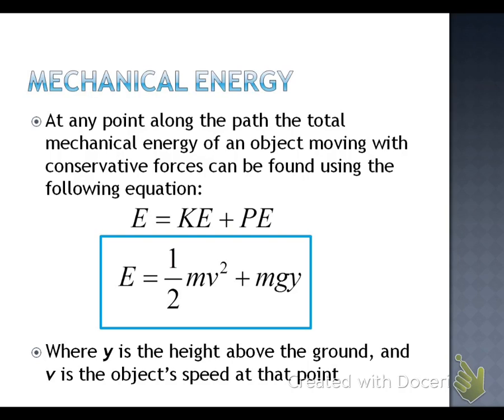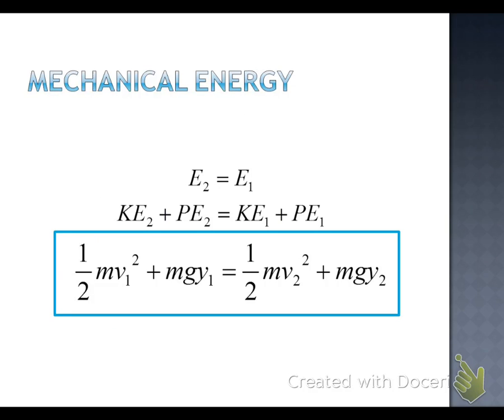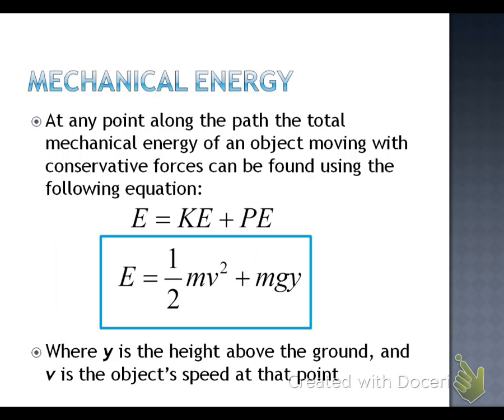This is for energy at one point in the system. What if we're trying to look at energy at 2 points in the system? Any ideas? Yeah, Cole, what do you think? He's going to do mg delta y. Mg delta y? Not quite. No. Wait, so that first one is for one point in the system. So this would be for energy at point 1.